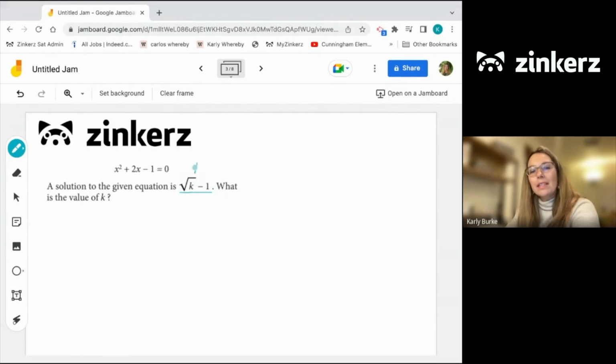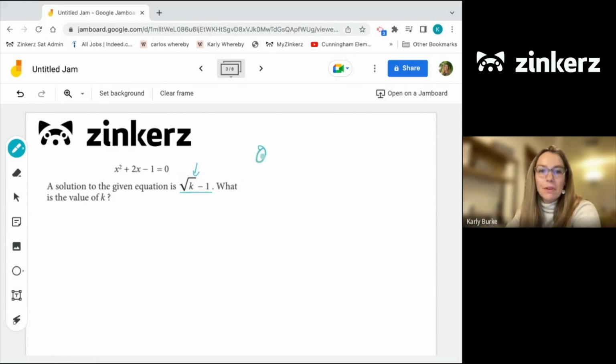So the fact that I see it written like this means that I'm probably not going to be able to factor this. I can try and factor this and I can't. So my next option is quadratic formula or completing the square. So here I would use completing the square. Why would I use that?